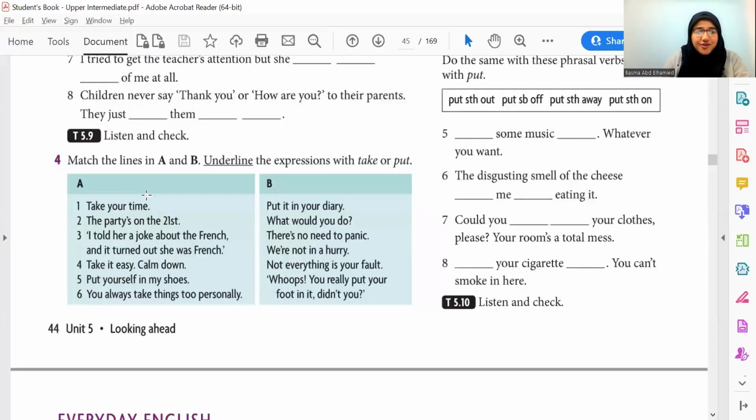Okay, let's go to number 4. Take it easy. Calm down. There is no need to panic. Number 5, put yourself in my shoes. What would you do? Like as if you were me and you're in my place. What would you do? Number 6, you always take things too personally. Not everything is your fault. All right.